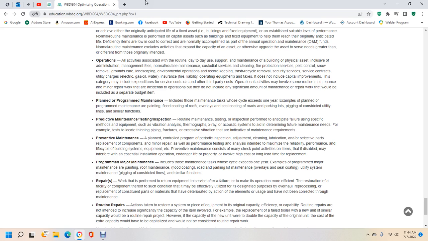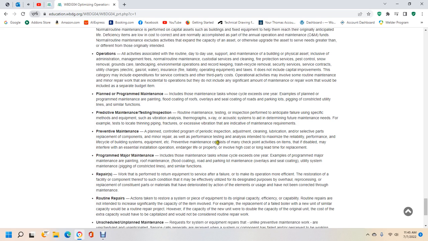Planned program maintenance includes maintenance tasks for a cycle that exceeds 1 year, such as planning, painting, flood coating of the roof, the overlay and seal coating of the road, the parking lots, piping, and constructing the utility lines of similar function. Predictive maintenance testing and inspection is routine maintenance with testing and inspection performed to anticipate failure, using specific methods and equipment such as vibration analysis, thermographs, and X-ray acoustic systems to determine future maintenance needs. For example, a test locating thinning pipe, or a fracture or excessive vibration, indicates maintenance requirements.